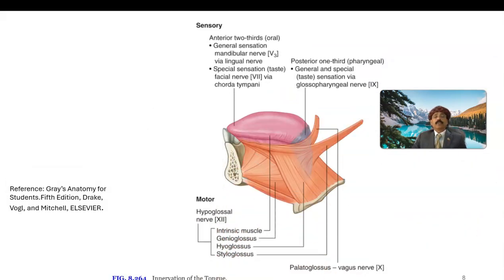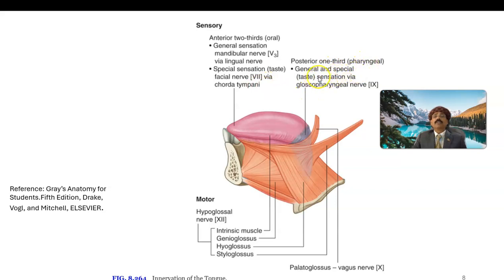Okay, so this is the nerve supply of the tongue. The anterior two-thirds receives general sensation by the lingual nerve, that is a branch of the mandibular nerve. Special sensation of taste is via the chorda tympani nerve, and that is carried by the lingual nerve.